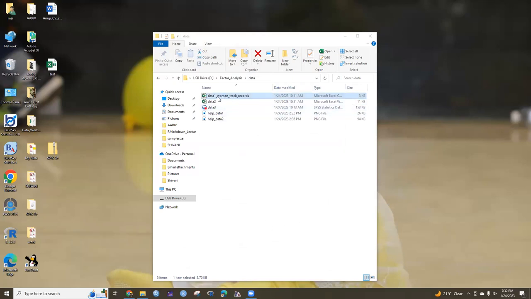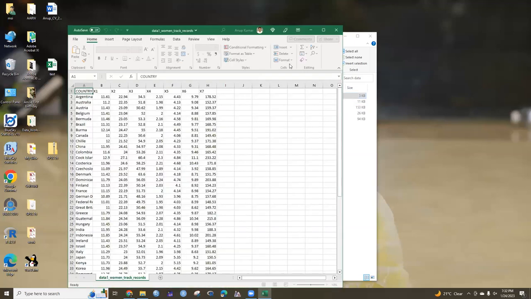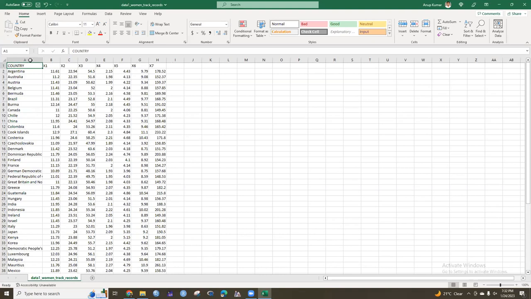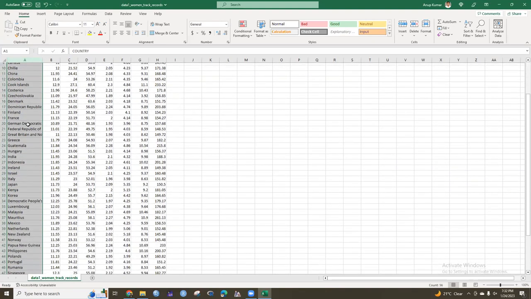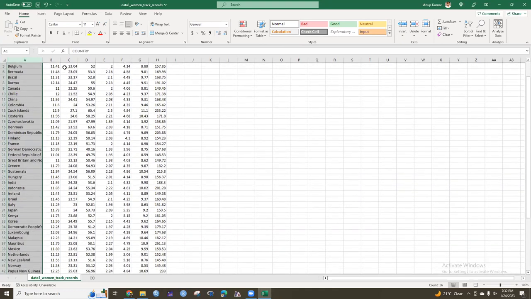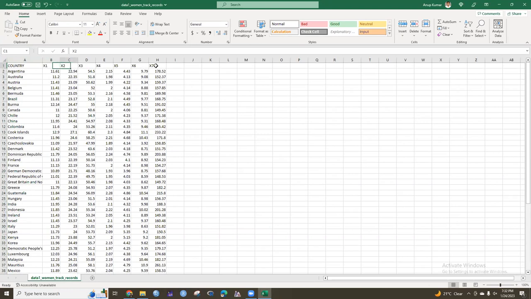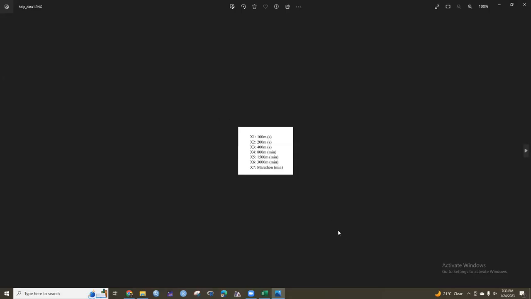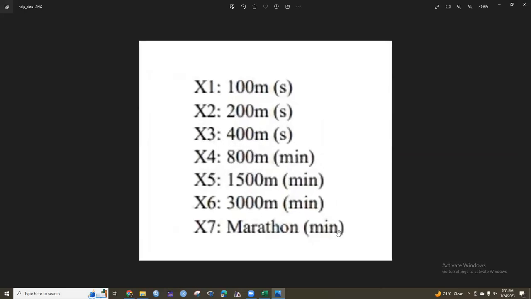Now, this is data of women's track records. If I open the data, it will be something like this. In the first column, you can see the names of the countries. And then X1, X2, X3, X4, X5, X6, and X7. Now, what are these? X1 is the 100 meter race and how much time in seconds they are taking.